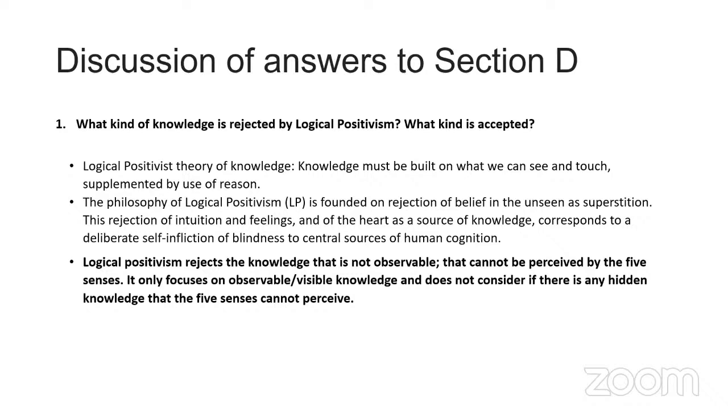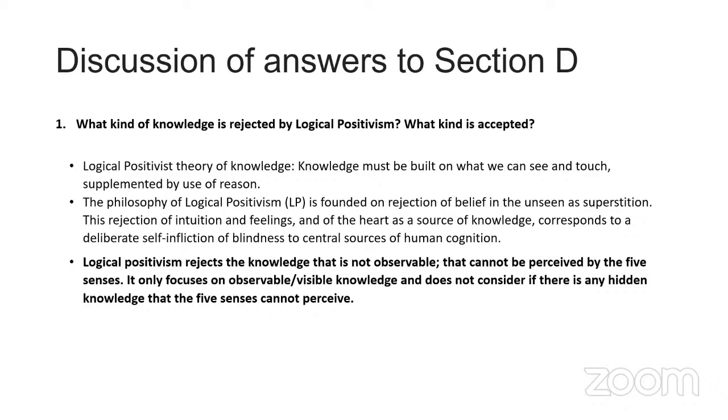Question number 1 was, what kind of knowledge is rejected by logical positivism? What kind is accepted? Basically, as we have noted earlier, the logical positivist theory of knowledge states that knowledge must be built on what we can only see and touch, supplemented by the use of reason. The philosophy of logical positivism is founded on rejection of beliefs in the unseen as superstition.